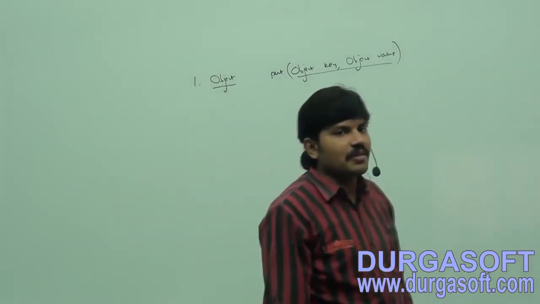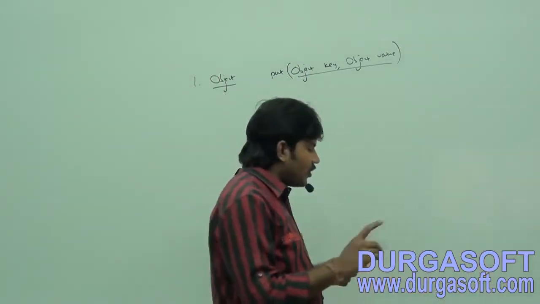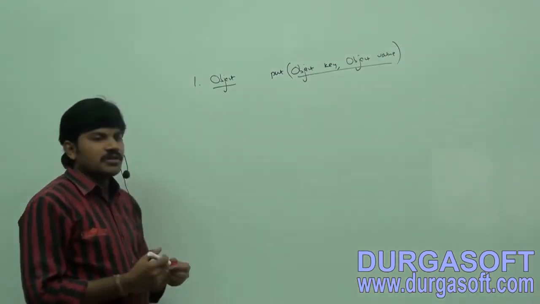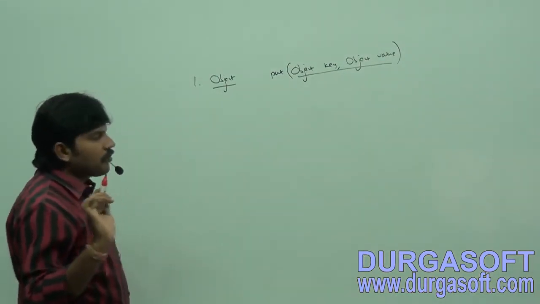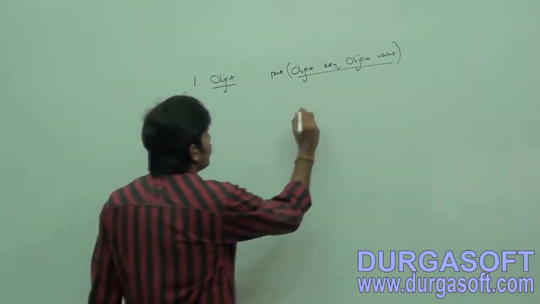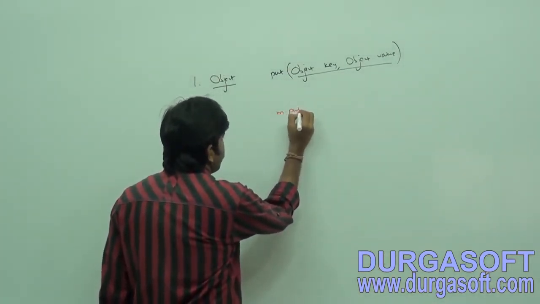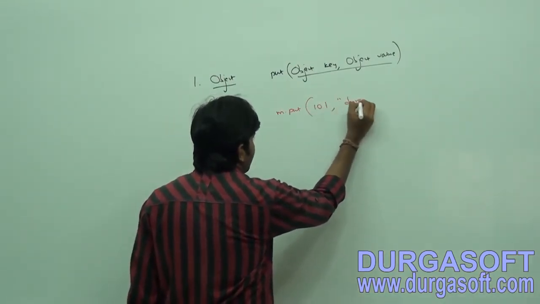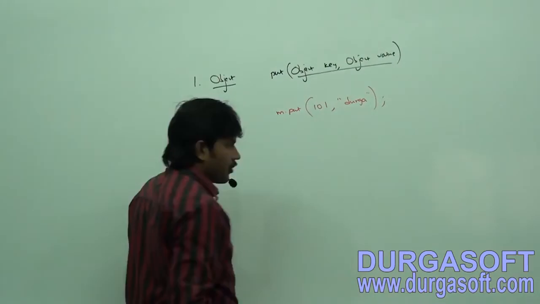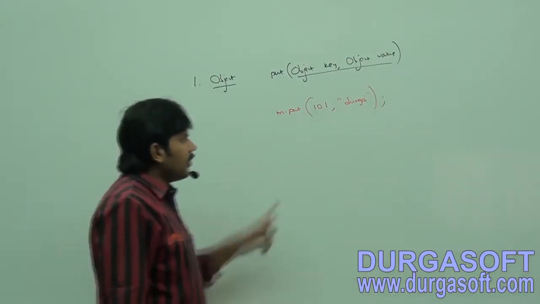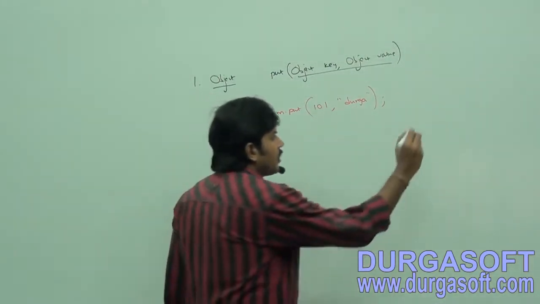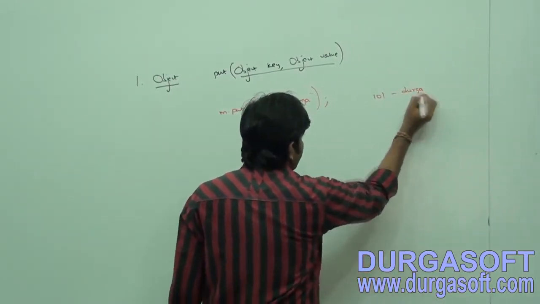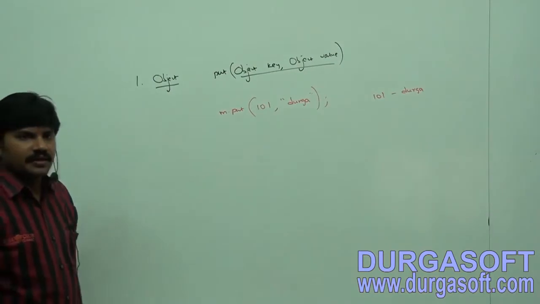Return type of put method is object. Sir, what does this object mean? You people may have the doubt. Yeah, simple point here. Suppose I want to do m dot put of 101 comma Durga. I added 101 comma Durga, one key value pair I am adding. Now in the map, 101 Durga is added by default.